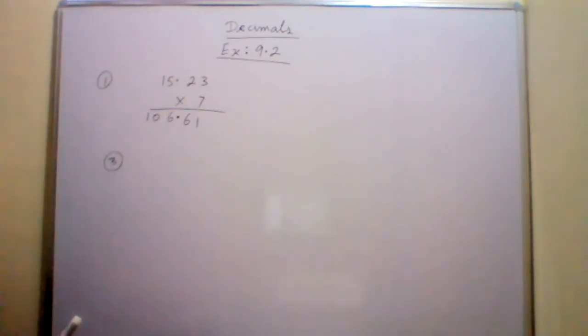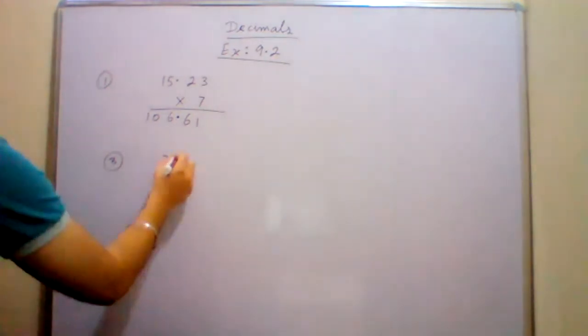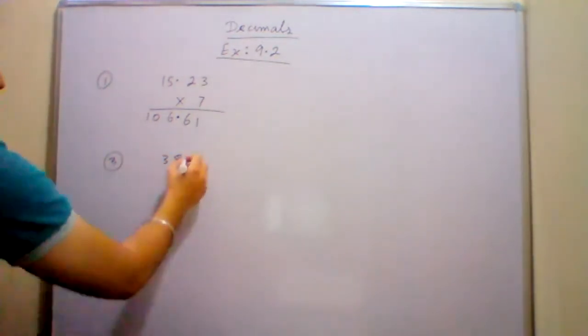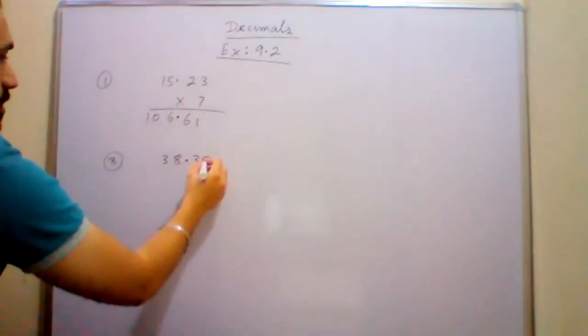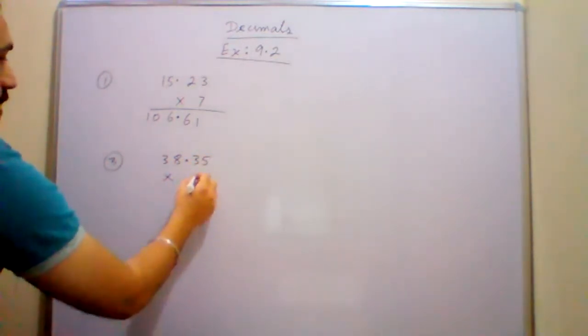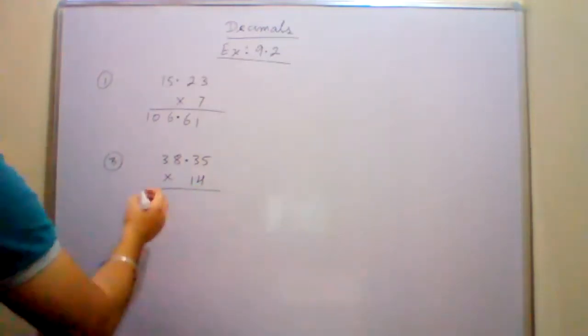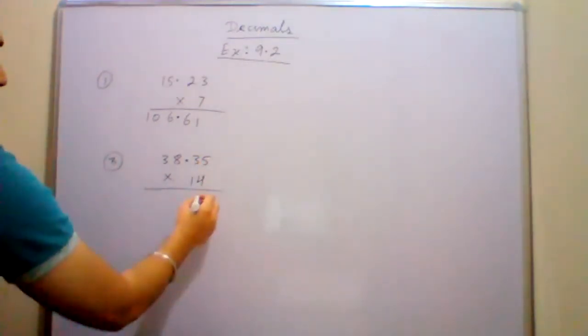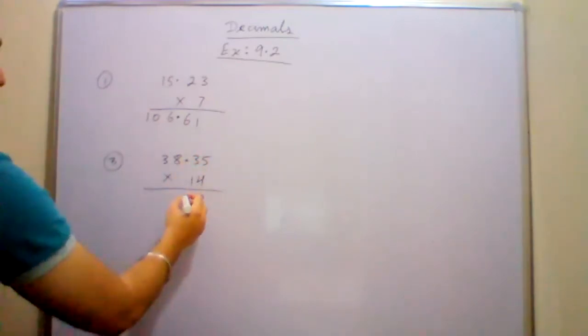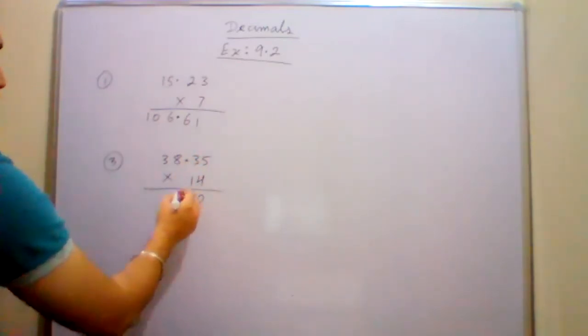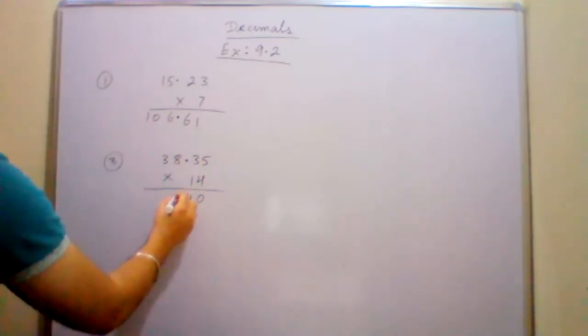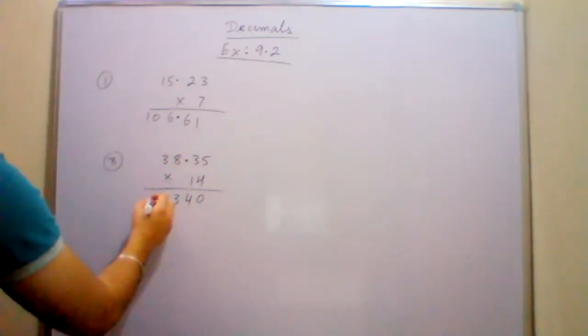I will be explaining the third one also. Those who have any doubt or have not understood, please pay attention on the board again. Third one, 38.35. This is your number. You have to multiply this by 14. First of all, 4 into 5, 20. 4, 3, 12, 14, 4, 1, 32, 33.